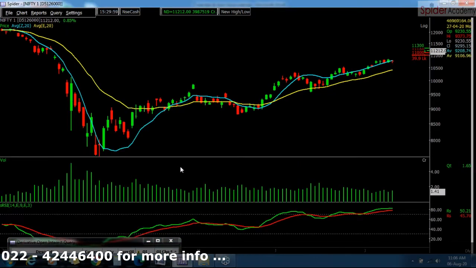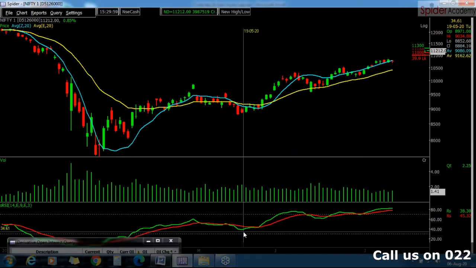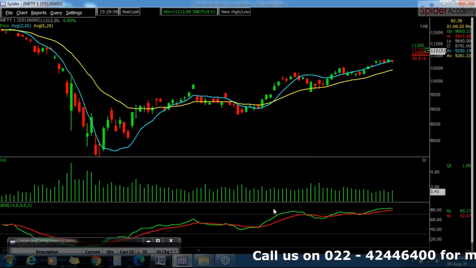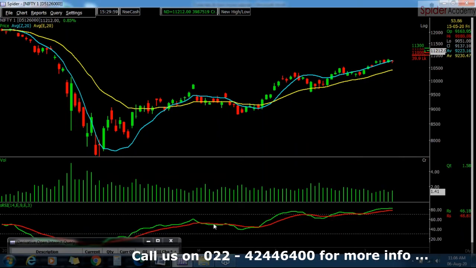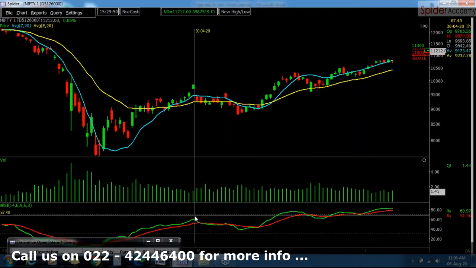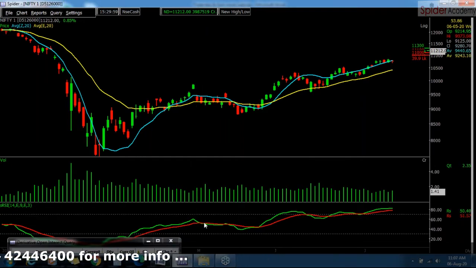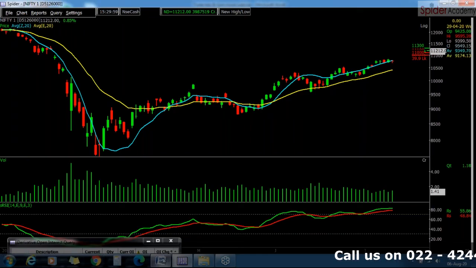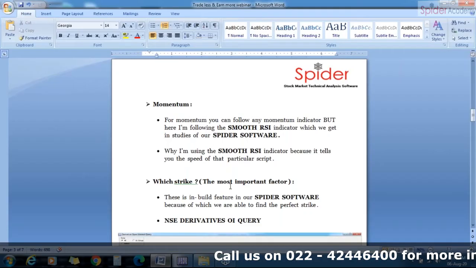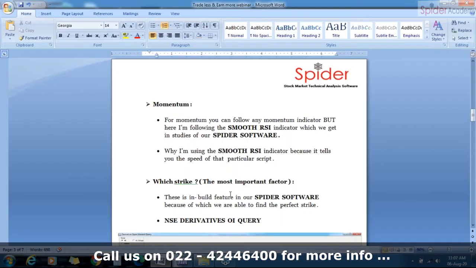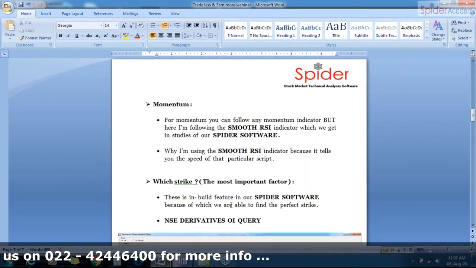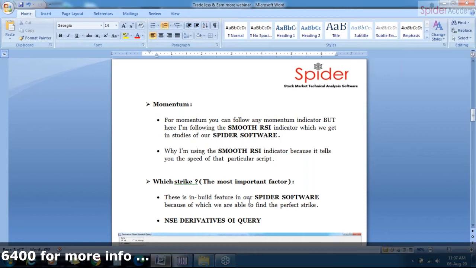As we can see over here, whenever this RSI is moving upward, this tells us that the price has the strength to move upward. Whenever the RSI starts moving downward, it tells us the speed is getting slower. Now we got to know how to find the momentum. We got the trend, we got the momentum. Now we will move on to which strike price we are focusing on.